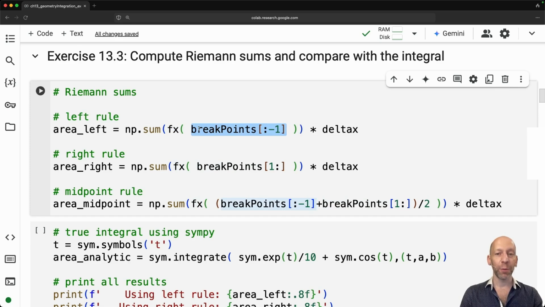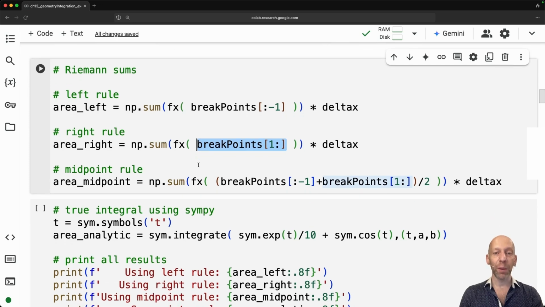So here for the left rule, we have n segments, n intervals, and that means we have n plus 1 breakpoints. So we use the first n breakpoints. This gives us the upper left corner for the function values. And for the right rule, we use the upper right corners of the rectangles. And so from the vector, we skip the first breakpoint, and we go from the second breakpoint until the end. So this is something that I discussed in the book.